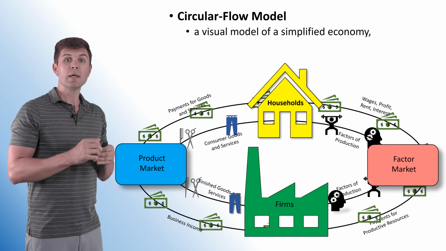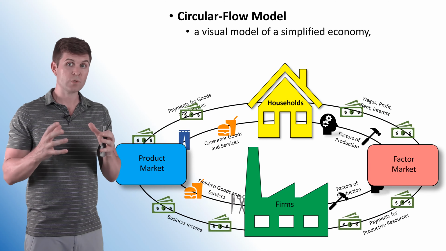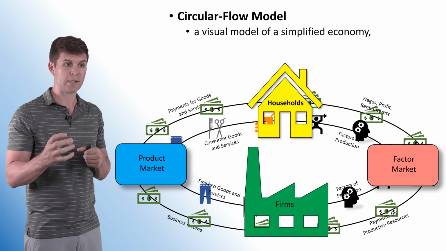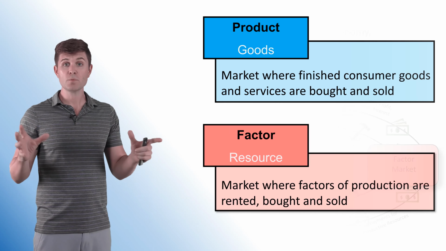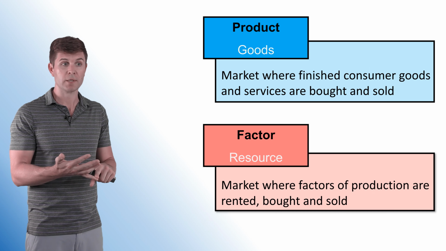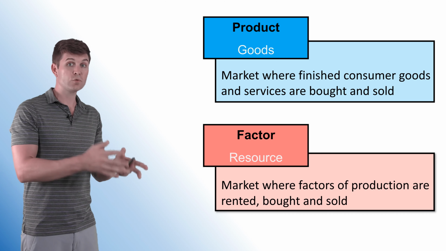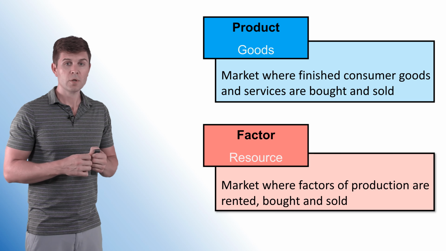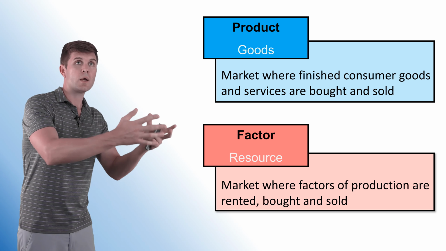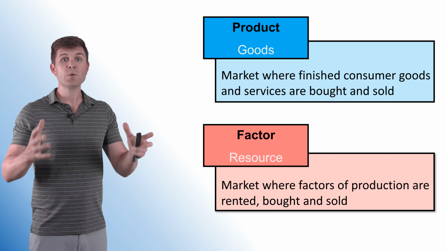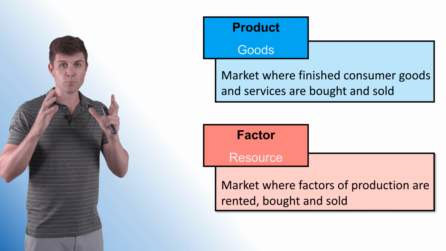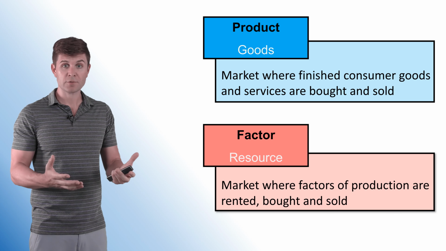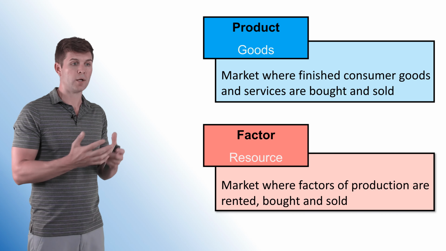The factor market is where factors of resources are bought and sold. The households are the ones that provide the factors of production to the factor market. All right, these two markets that we're talking about. First, we've got the product market, or the goods market or the consumer goods market. This is where finished consumer goods and services are bought and sold. This would be your Target or your regular grocery store that you go to, anywhere that consumers buy and sell, or where consumer goods are bought and sold. The factor market is where the factors of production or the productive resources are bought and sold.